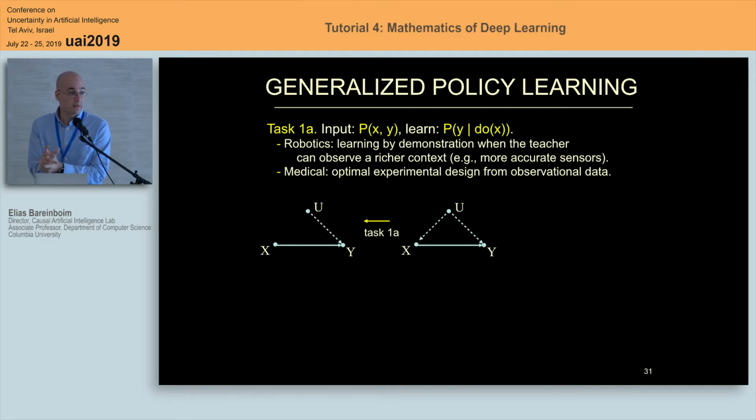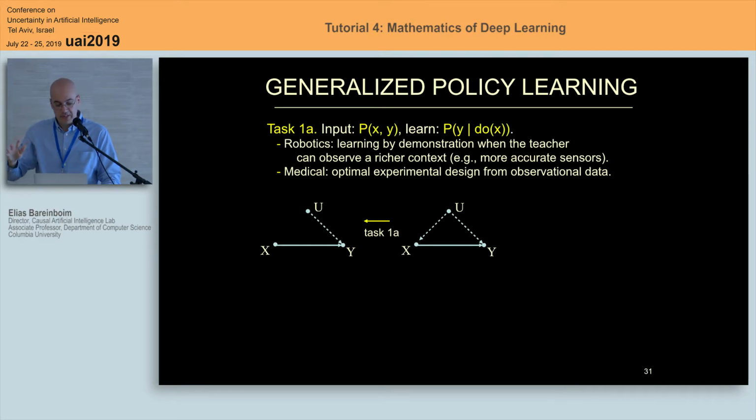For example, the teacher may have more accurate sensors. Say one robot has an infrared eye and the other robot that is observing it doesn't have infrared and doesn't know that. Then you have a mismatch of the assumption A1, that they have access to the same context C. You already don't have that.